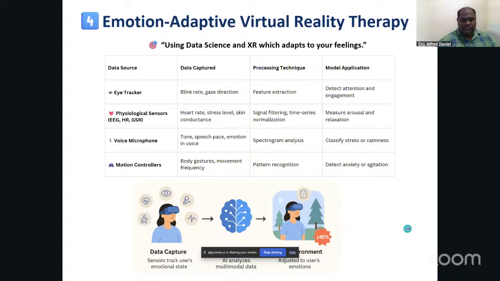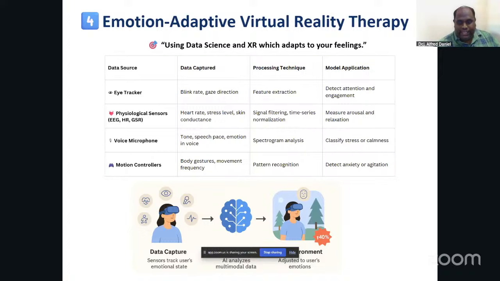Right? So how does it work? All this information which we have mentioned: the eye tracking, external sensors to calculate the heart rate, the stress level, and to check the skin condition. Along with that, we are using voice data to check the tone, the speech pattern, and the emotions in voice. Finally, the body gesture and movement frequency. All these data are captured in order to track the user's emotional state. All this information, like blink, gaze direction, heart, stress, skin condition, tone, speech, emotion in voice, body gesture, and movement frequency.